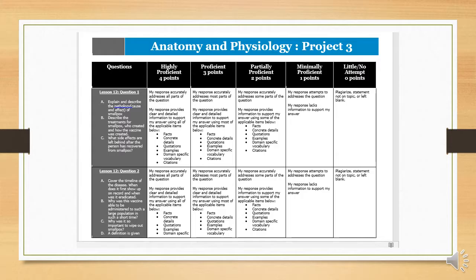So question 1 should explain and describe the pathology, or the cause and effect, of smallpox. It should describe the treatments for smallpox, who created it and how the vaccine was created, and then what side effects are left behind after the person has recovered from smallpox. If you include all of that information, you should be golden.